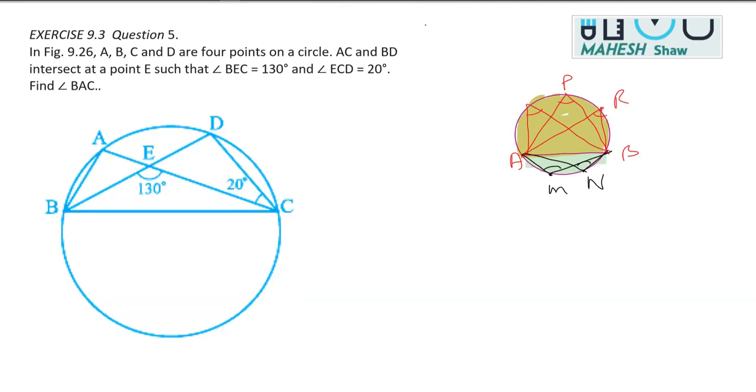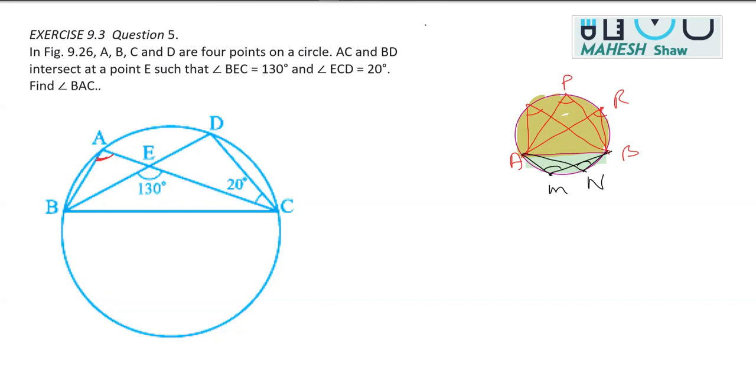So let's see how to apply this property in this question. As you can see, A, B, C, D are 4 points given on a circle. And what else we know is that AC and BD are intersecting at point E, making an angle of 130 degrees. That is, angle BEC is given as 130 degrees. Further, angle ACD is also mentioned as 20 degrees. Now, what we need to find out here is angle BAC.